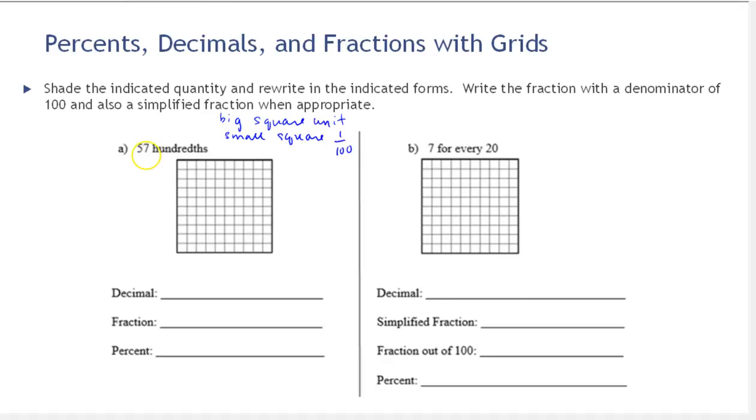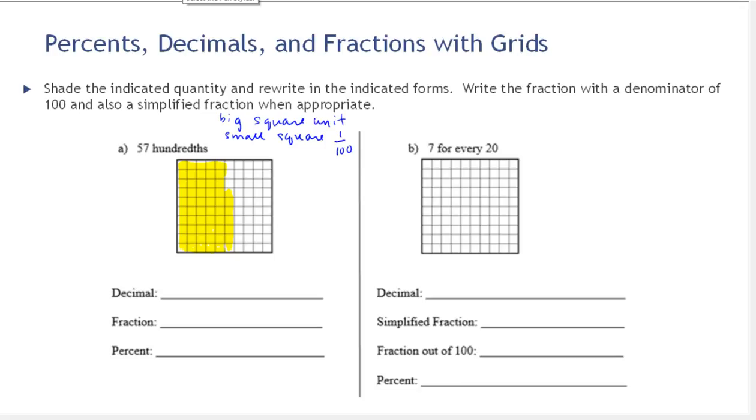So that would be 57, so I'd need 5 entire columns: 1, 2, 3, 4, 5. That would give me 50 hundredths. And then I'd need 7 more: 1, 2, 3, 4, 5, 6, 7. And now the shaded region of the square is 57 hundredths, or 57 out of 100. So now let's write these in the corresponding forms.